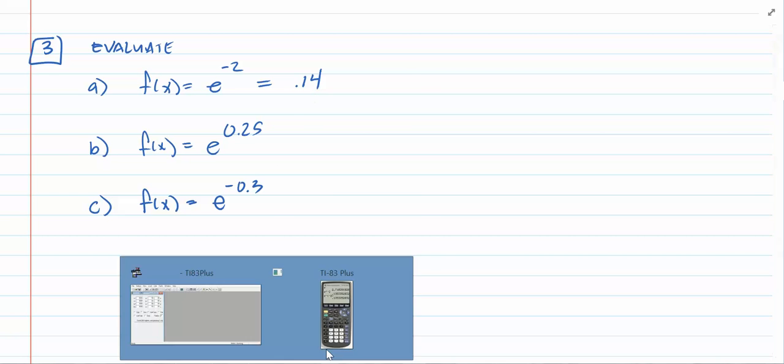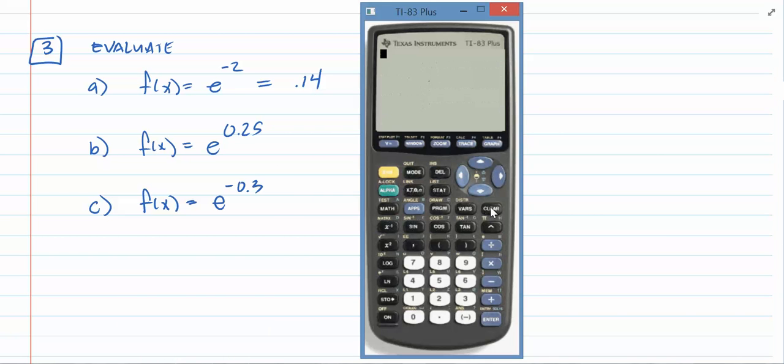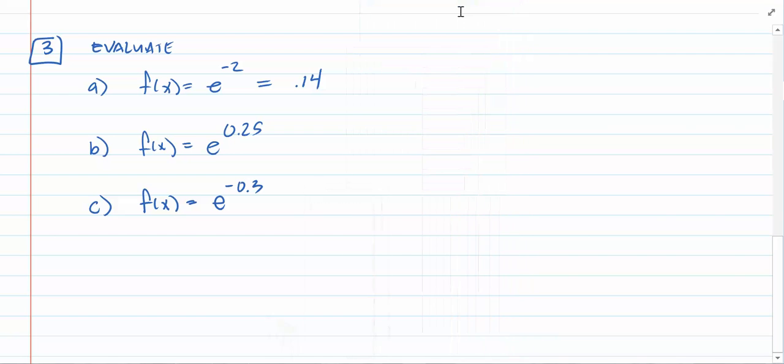So let's go ahead and evaluate the other two really quickly. I'll clear this out. So we'll go second e to the 0.25. Get an answer. I got 1.28, right? And then we'll go second e to the negative 0.3, which I get an answer of 0.74. Okay. So I'm looking at 1.28 and I'm looking at 0.74.